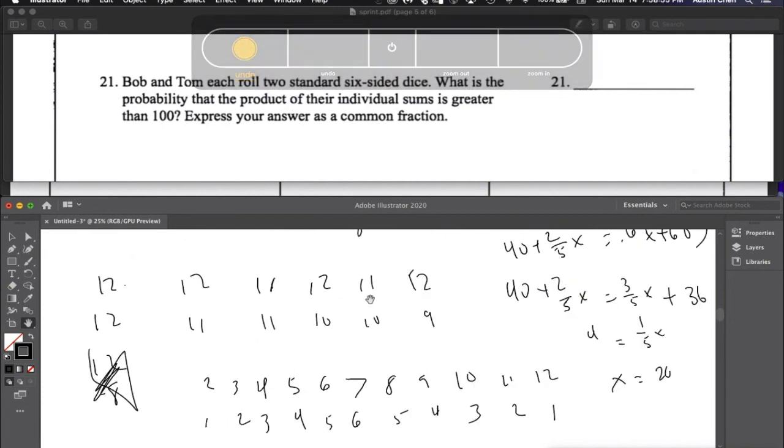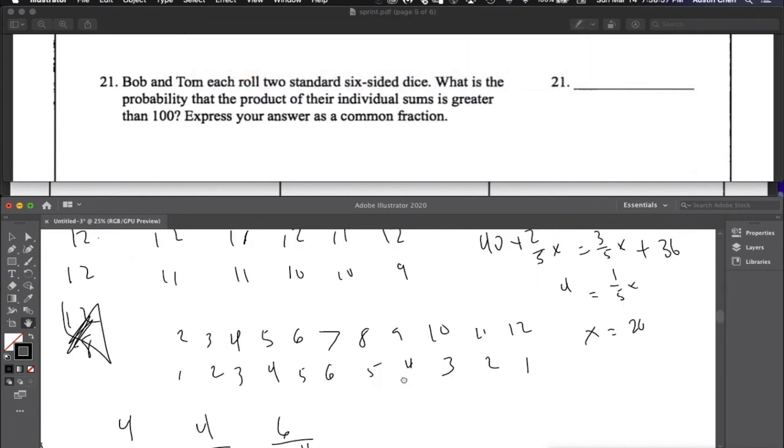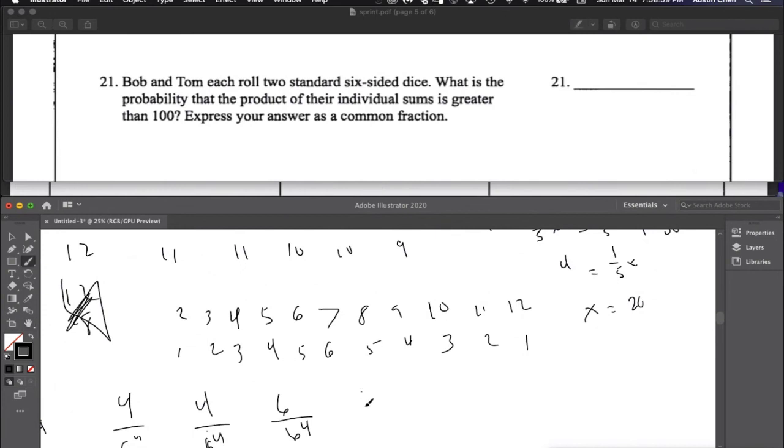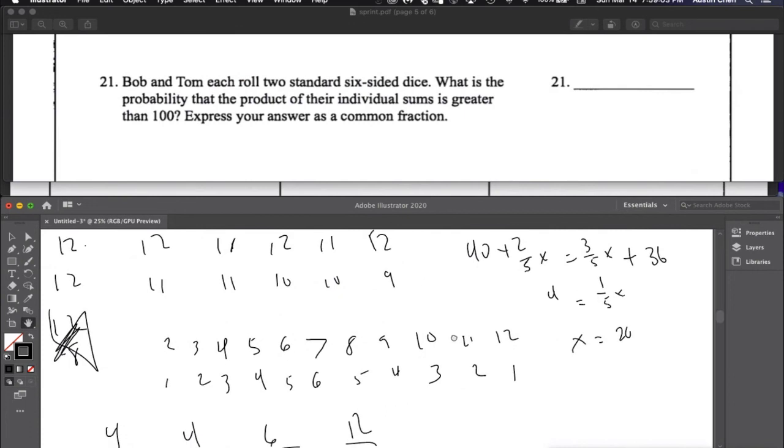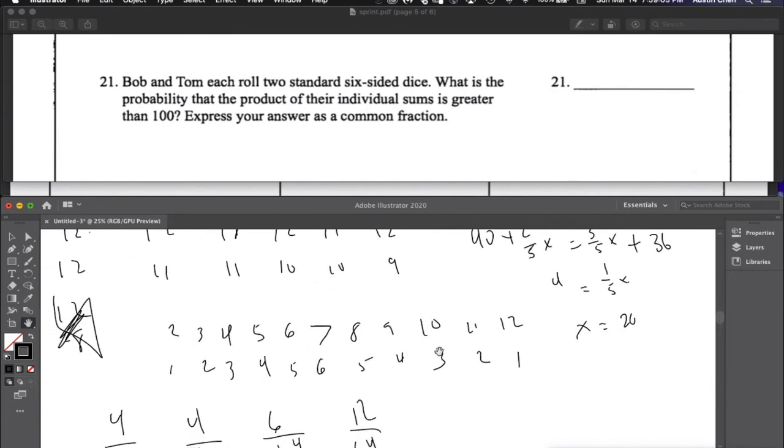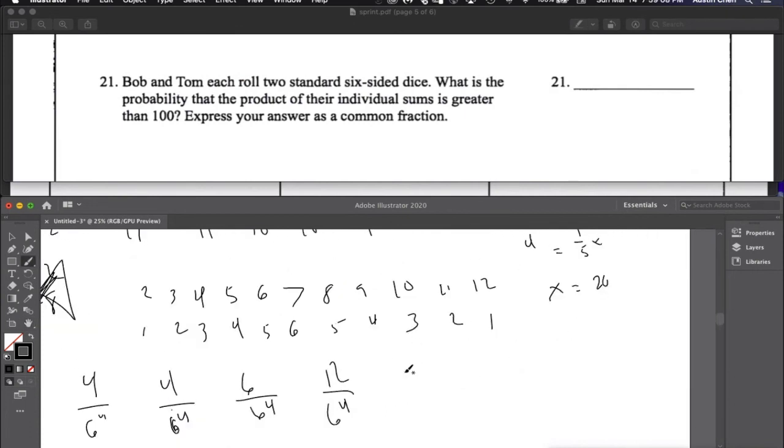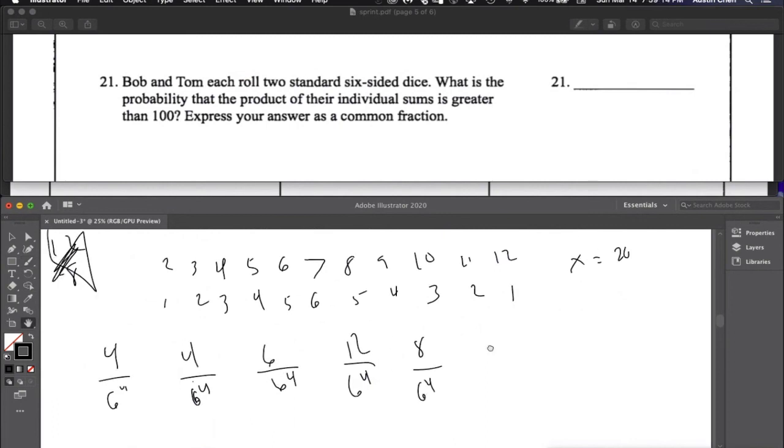Oops. 11 and 10, that's going to be 2 and 3. So that's going to be 6. And you can also arrange that in two ways. So then you're going to have 12 over 6 to the 4. 12 and 9, you're going to have 1 and 4. So that's going to be 4 over 6 to the 4. But you can also arrange that in two ways. So you have 8 over 6 to the 4.